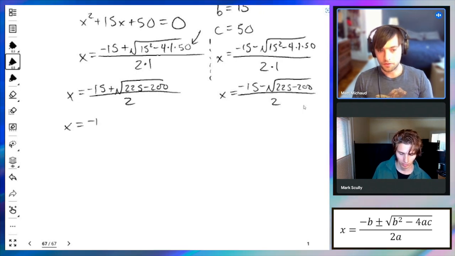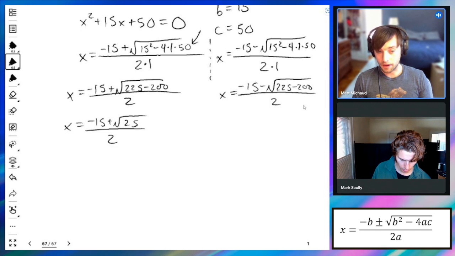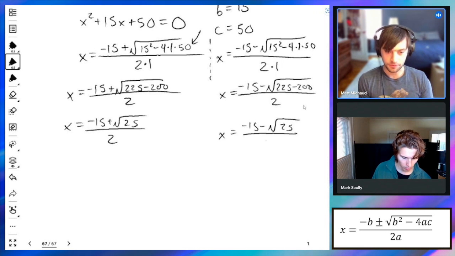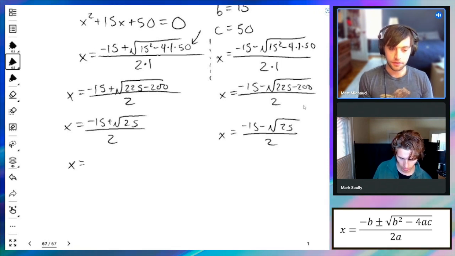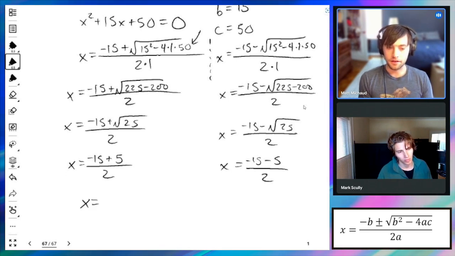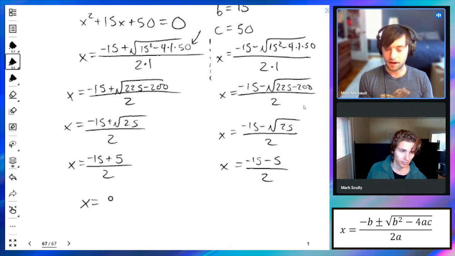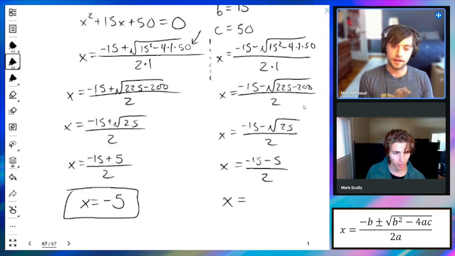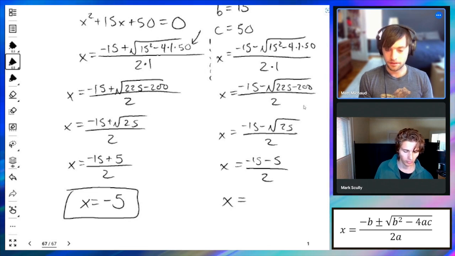Negative 15 plus the square root of 25 over 2, and then it'd be negative 15 minus the square root of 25 over 2. And the square root of 25 is 5, so that'd be negative 15 plus 5 over 2, and then negative 15 minus 5 over 2. Negative 15 plus 5 is negative 10, divided by 2 is negative 5 as our x for that. Negative 15 minus 5 is negative 20, divided by 2 is negative 10.